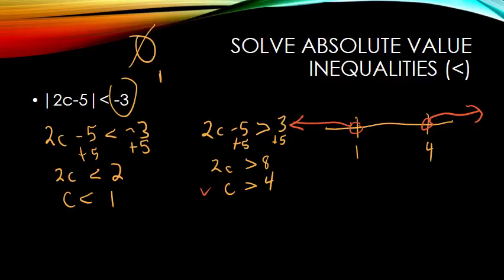But because this is a less than inequality, we've got to treat this as an "and" statement. And there's no intersection of this solution set. In other words, there's no overlapping. There's no number that's going to make both statements true. And so for that reason, this is an empty set.